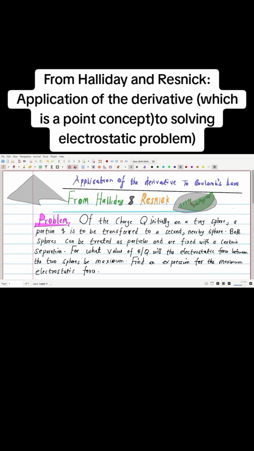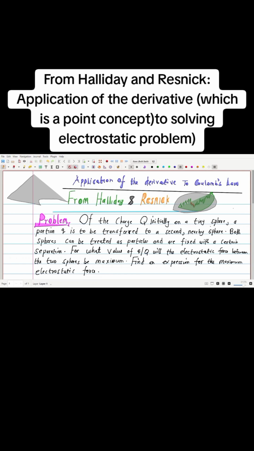Alright, so we want to look at this. Over here it says, of the charge Q initially on a tiny sphere, a portion lowercase q is to be transferred to a second nearby sphere. Both spheres can be treated as particles and are fixed with a certain separation. For what value of q over uppercase Q will the electrostatic force between the two spheres be maximum?